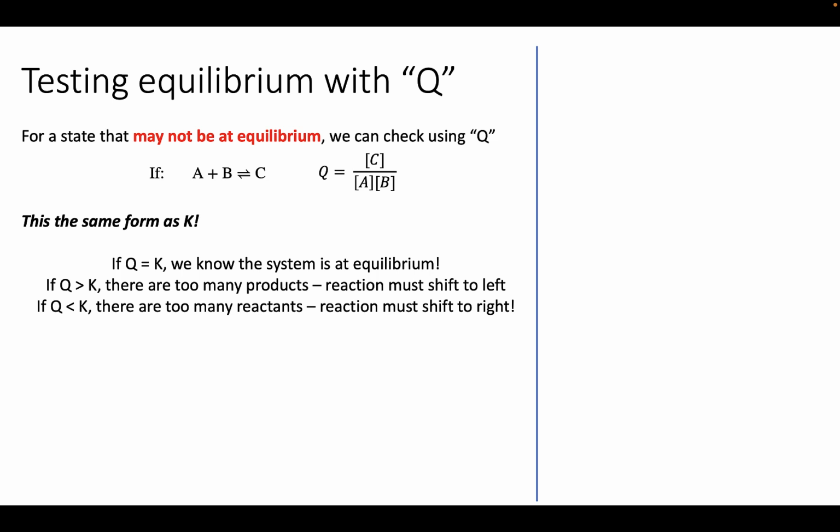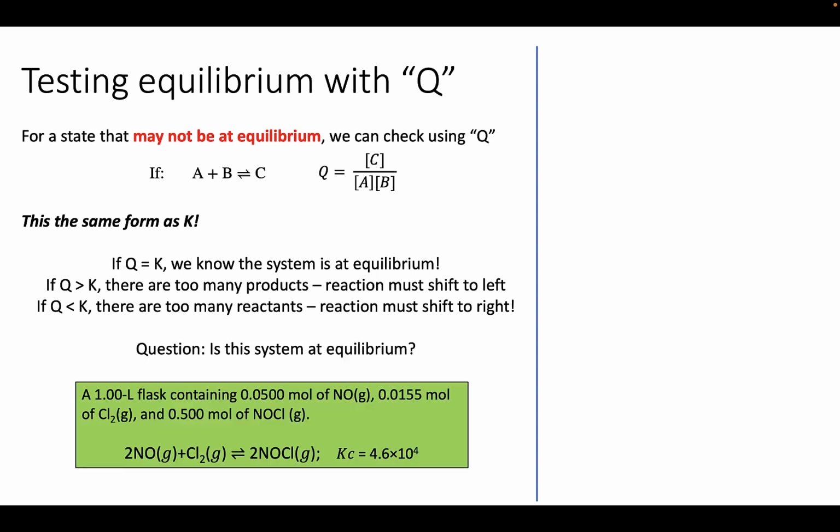So by calculating Q, we can see, well, what does the reaction need to do to get to equilibrium? Because equilibrium is the state at which reactions prefer to be. It is their lowest energy state, and it's what they're going to want to drift towards if left to themselves, which is to say no energy input and things like that.